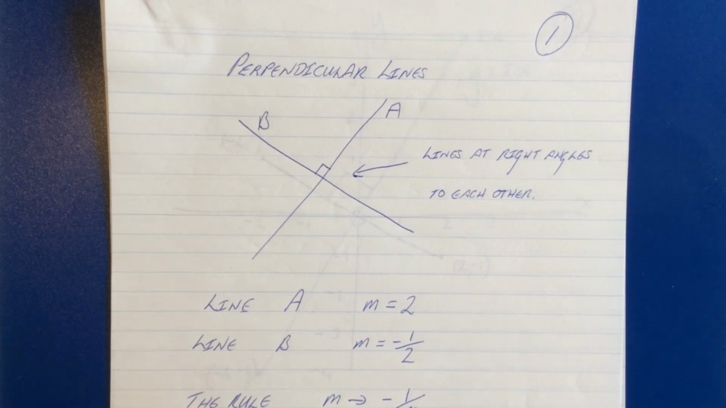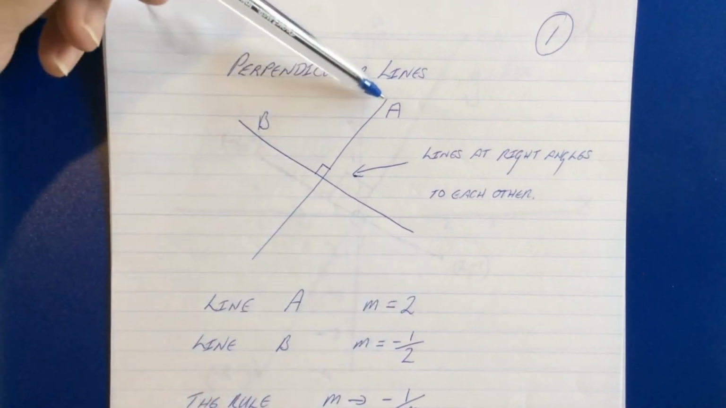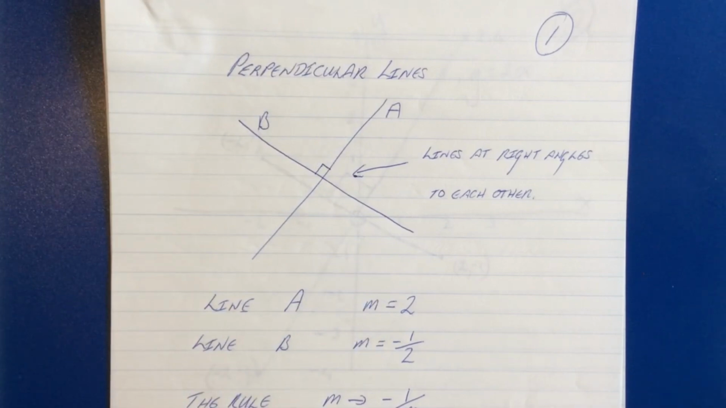These are lines that intersect at right angles, as you can see drawn here. We have line B, which intersects line A at a right angle. And what we're interested in is gradient when it comes to dealing with perpendicular lines.